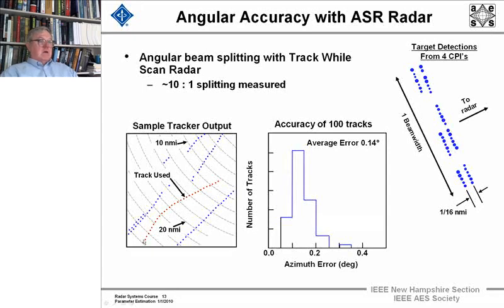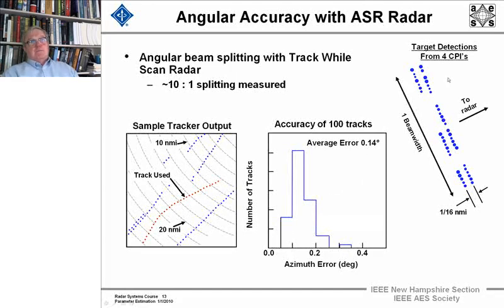And so then what we did was took 100 tracks, like this one here, and we fit them with a polynomial looking at the RMS average error. And then we plot that error. And we see that the average error is 0.14 degrees. And the beam width is about 10 times that average error. So you can see we can split the azimuth 10 to 1 in this range.